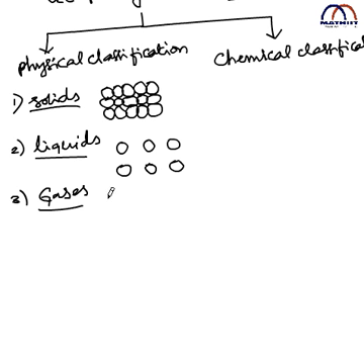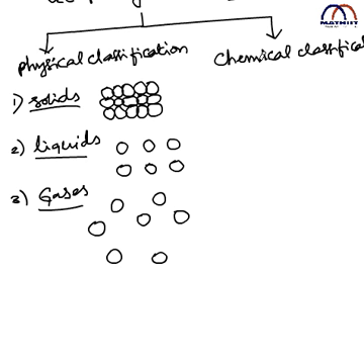Now coming to the gases, in gases what we find is that the particles present in gases are away from each other and they are independently moving in all directions. Because of this, they neither have a fixed shape nor a fixed volume. This is called physical classification, which is just based on the physical state of the matter.